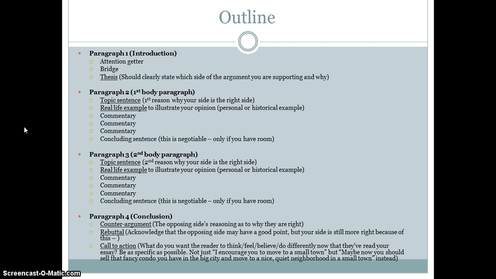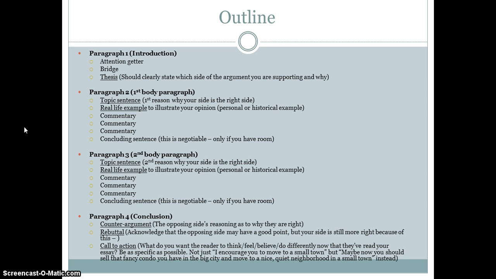You should repeat this process twice. Your first body paragraph should contain the first reason why you're right, along with a real-life example to support it, and your second body paragraph should contain another reason why you're right, along with another real-life example to support it. Finally, your conclusion is incredibly important.